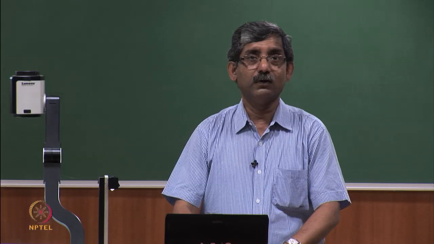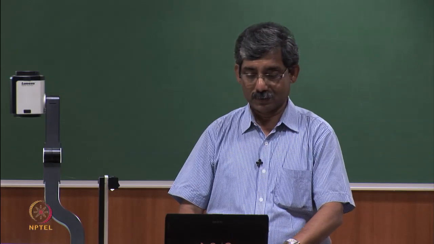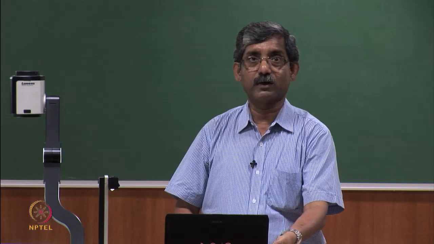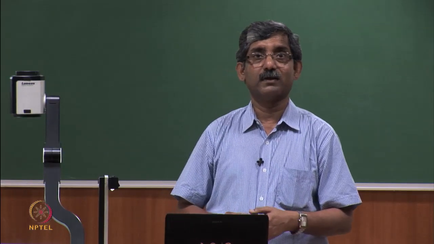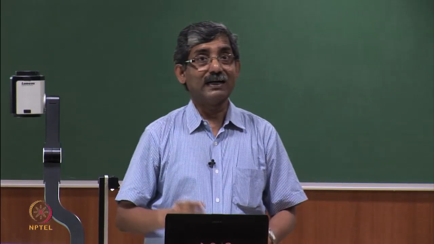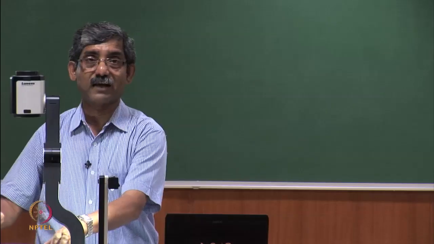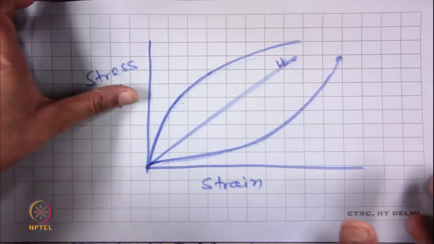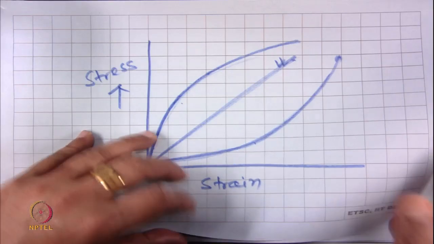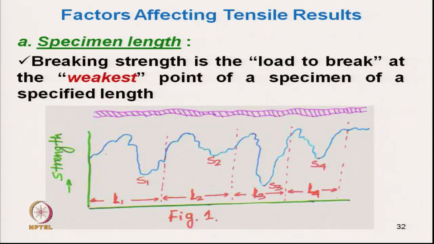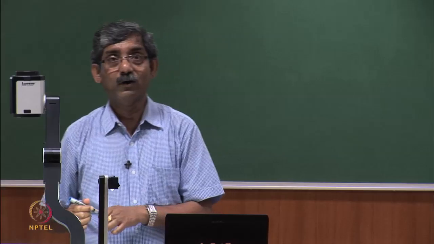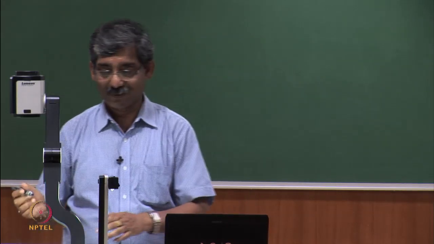Now, we will discuss some important factors which affect the tensile result. The tensile result means that for the same yarn, the same textile material, if we change these parameters, the load value will get changed.